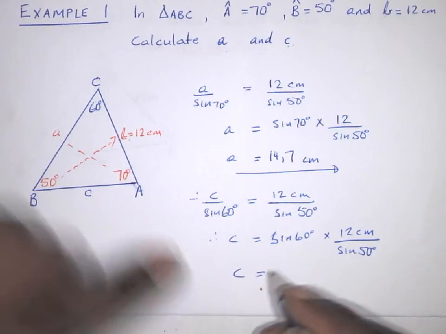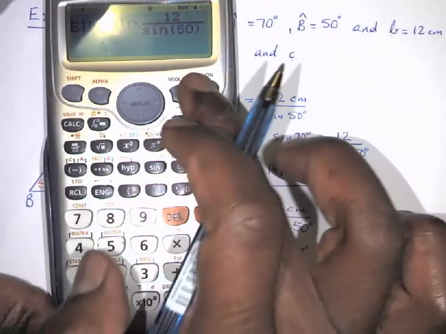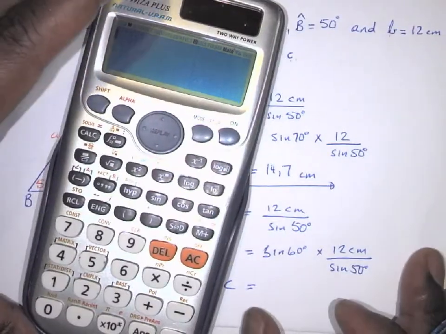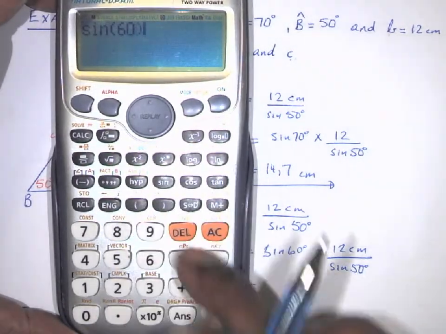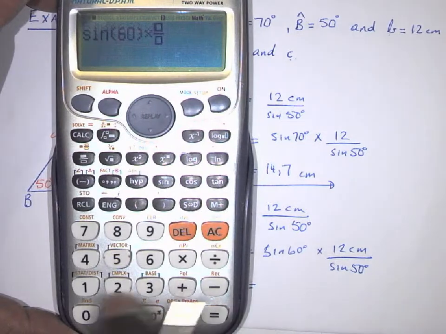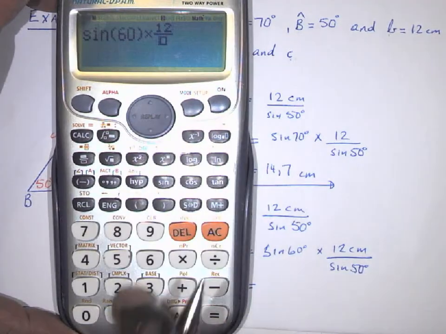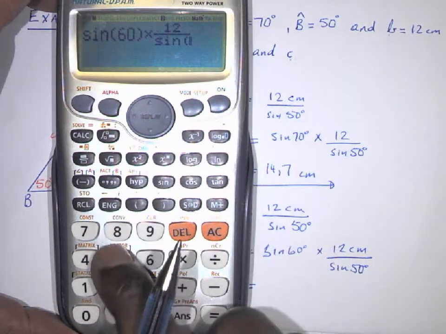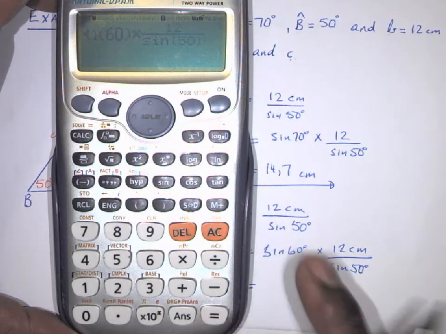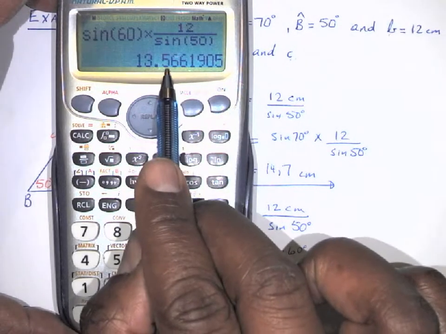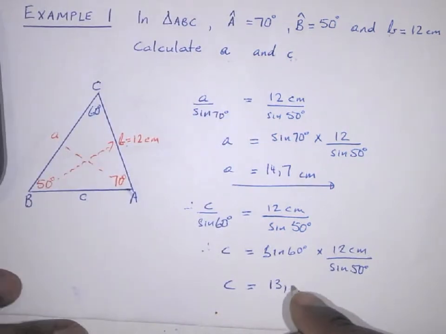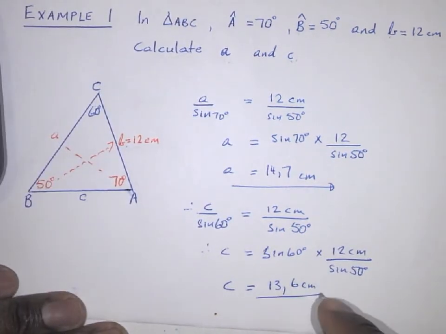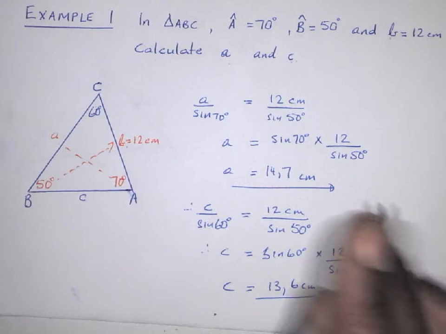So c is equal to, on the calculator, sine of 60 multiplied by the fraction 12 divided by sine of 50, and the answer is 13,56, so 13,6 centimeters. Done. Let's look at the second example.